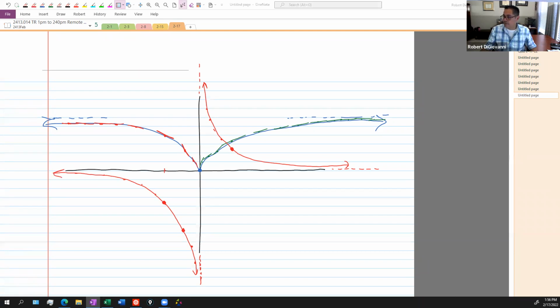Yes or no? Does that make sense or not? Does that picture of the red graph make sense as being the derivative of that other one? Okay, a good question. Question? Yes.